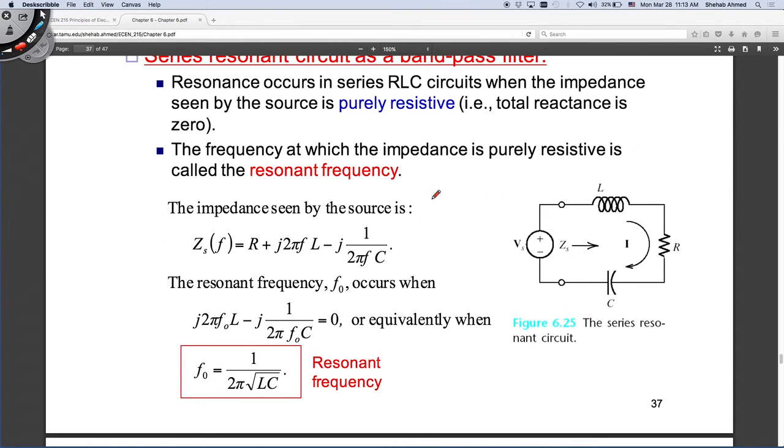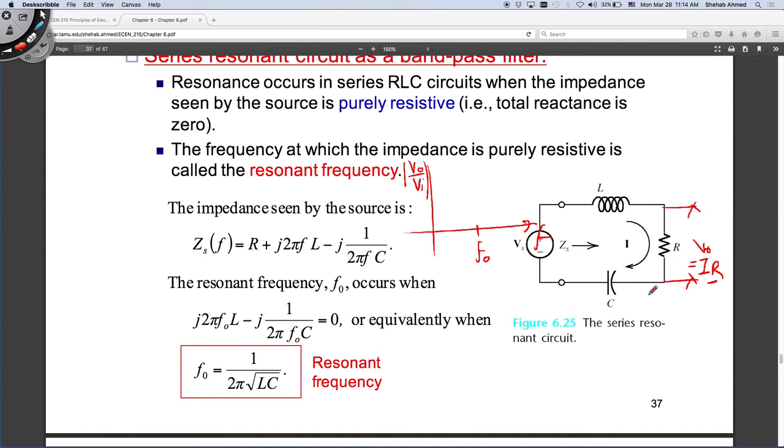I would like to see something that looks like this. This is my magnitude of V out over V in, which is my transfer function. Log or not does not matter for now, right? But it's the output over the input. And this is frequency. If this is my resonance frequency, what do I expect to see across? This is V out. V out is equal to I times R. R is fixed. So at the point where current is maximum, I will expect to see V out maximum.